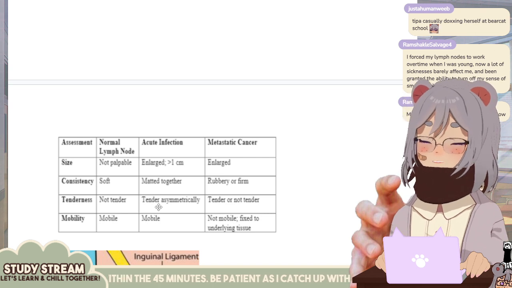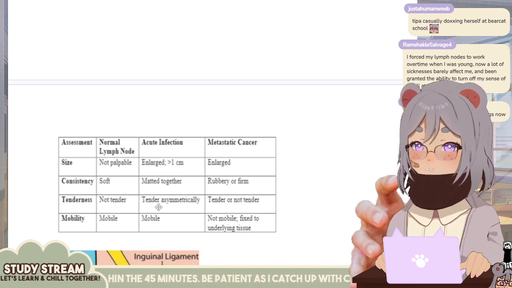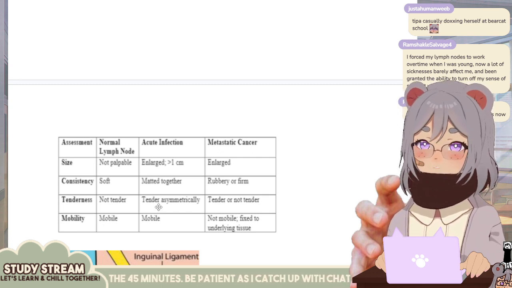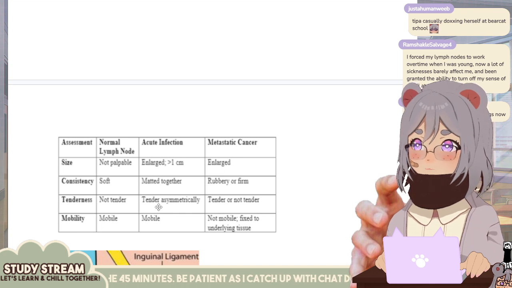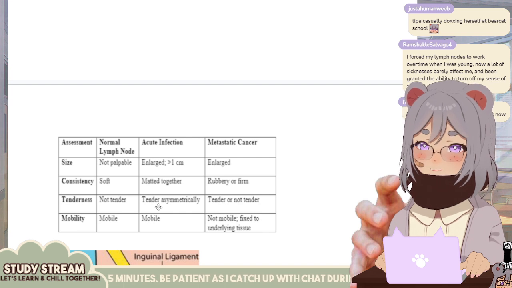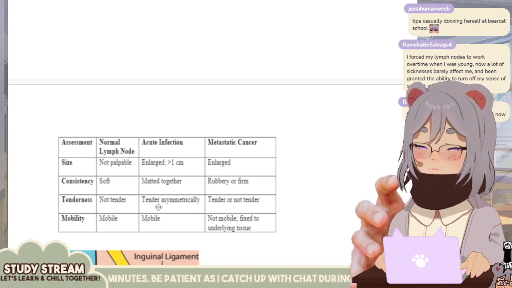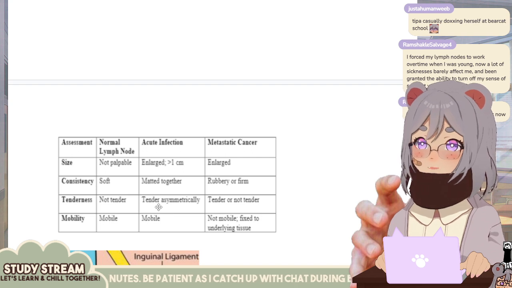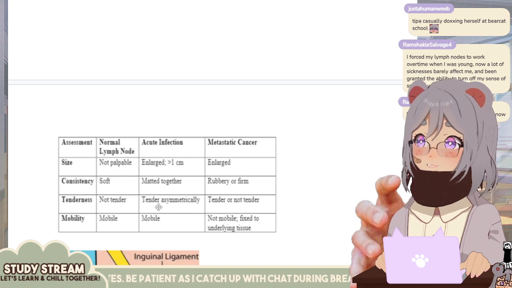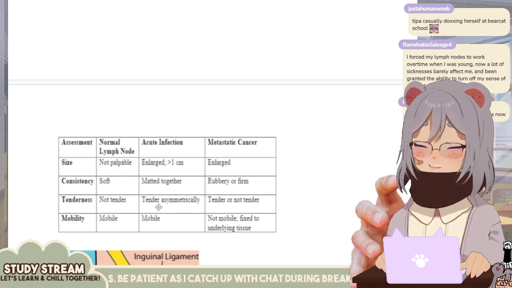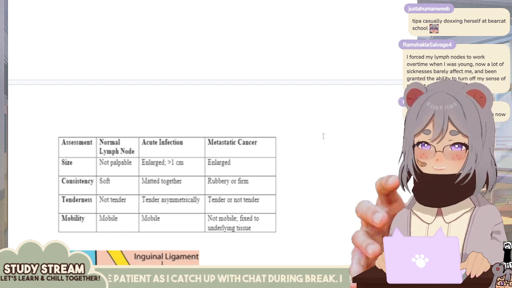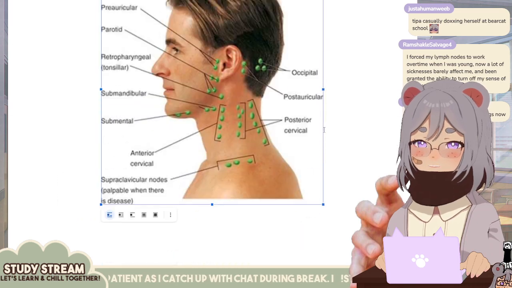But for something more sinister, like metastatic cancer, your lymph nodes are going to be enlarged. You're going to feel those. The consistency is more rubbery or firm, like those little bouncy balls you might have played with as a kid. There may or may not be any tenderness, but when you move that lump, that rubber ball, in that area, it's not going to be mobile. It's going to be fixed to underlying tissue. And that's where you need to say, okay, that's scary. We need to take you to medical care as soon as we can.